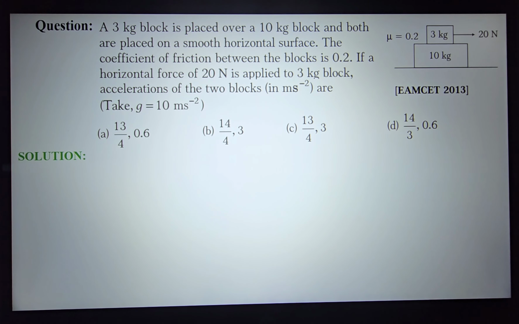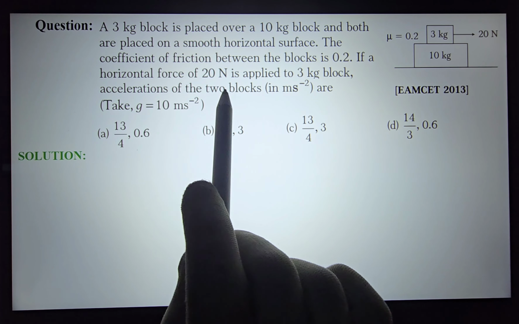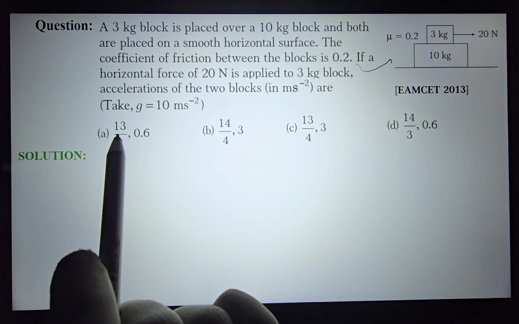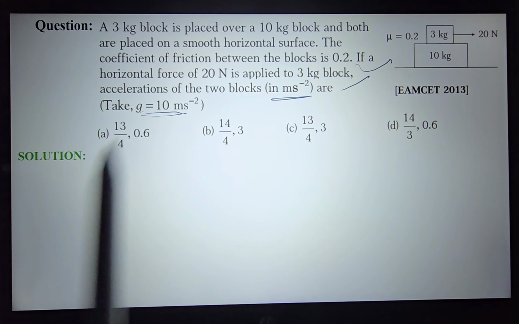Now the next problem is a 3 kg block is placed over a 10 kg block and both are placed on a smooth horizontal surface. The coefficient of friction between the blocks is 0.2. If a horizontal force of 20 Newton is applied to the 3 kg block, the acceleration of the two blocks in meter per second square are... Now you have to find both in this. Okay, take the value of g as 10 meter per second square.